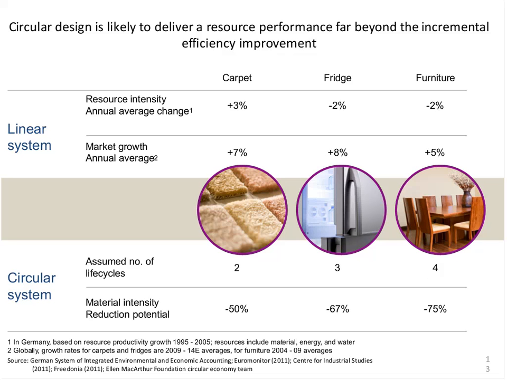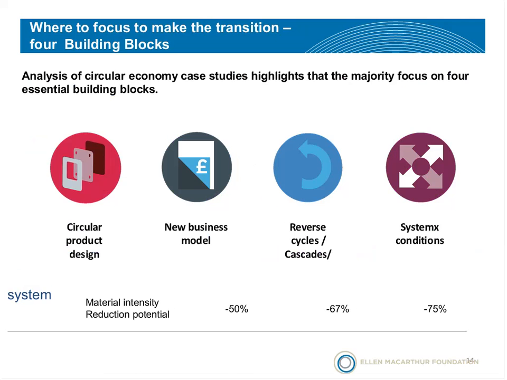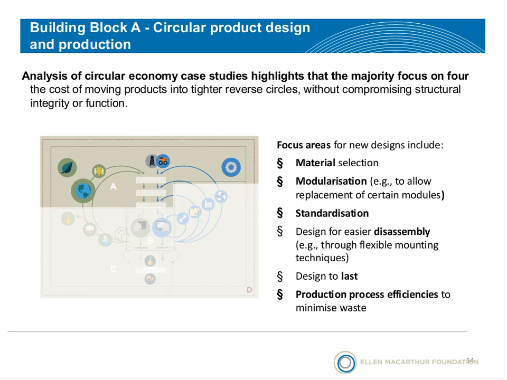So this is just part of the circular economy. This is resource material intensity around products and services. There are four classic building blocks for thinking about developing circularity. One, circular product design, the whole way we make and design things. Two, new business models, how we get stuff back and move things around the cycles. And then system conditions. And I just want to say a little bit about each.